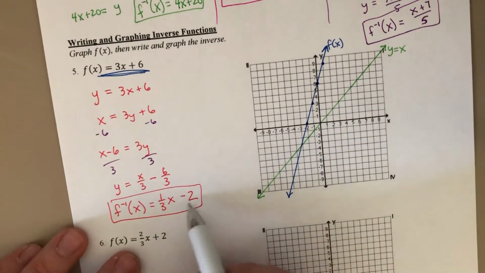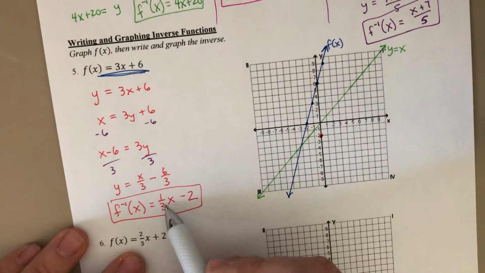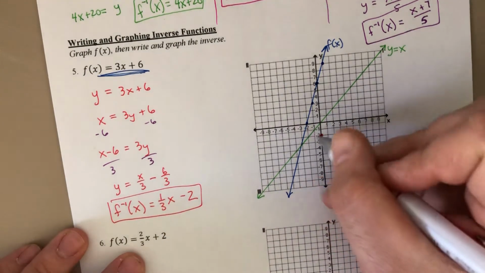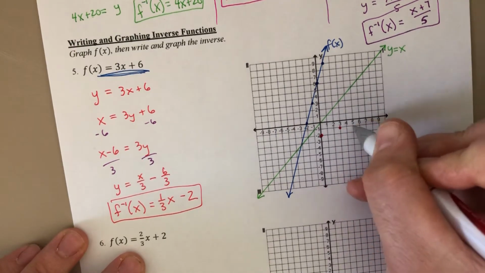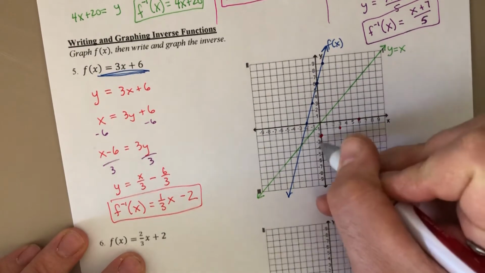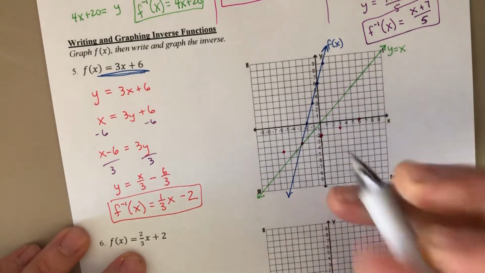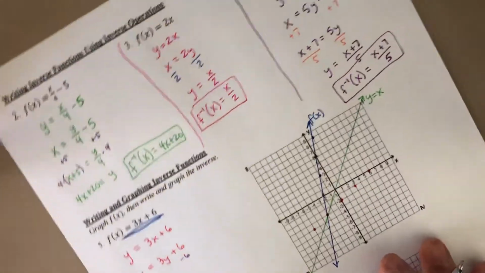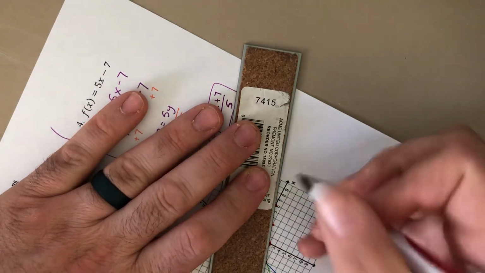Y equals mx plus b. b is a negative 2. This time we have a slope of 1 over 3. Rise over run. Up 1 over 3 in the positive direction. Up 1 over 3. Or down 1 back 3. And get that line, using my ruler so it looks good.